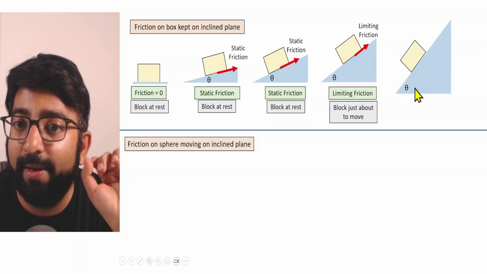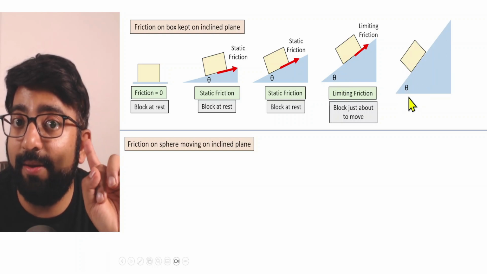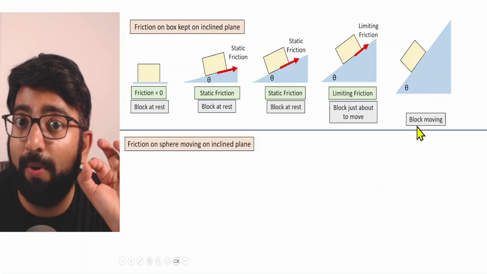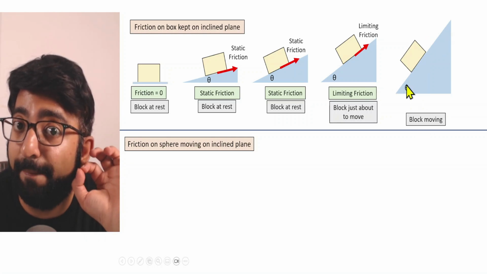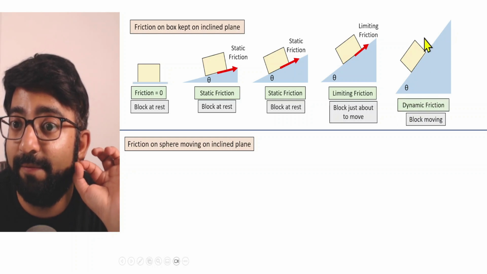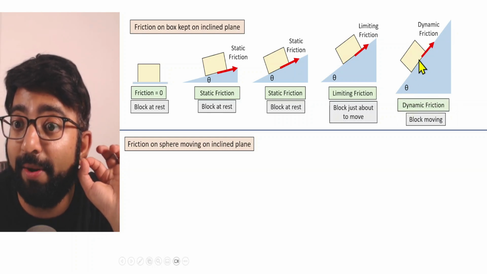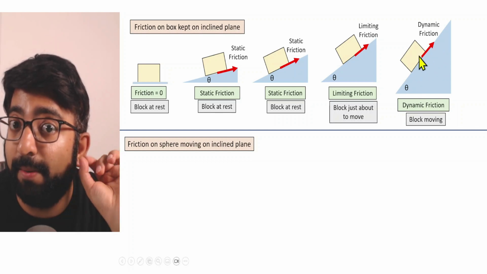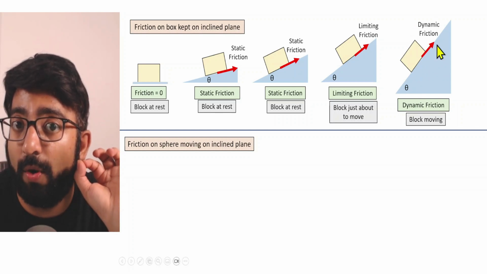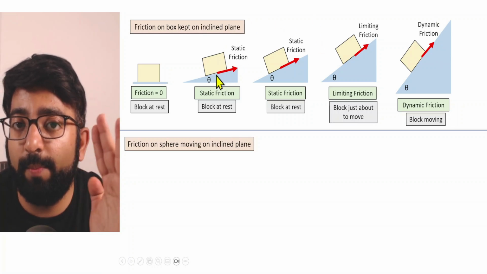In the last case, if the angle theta is greater than the angle of repose, then the block definitely starts to move. And since the block is actually slipping on the incline, we'll say the friction acting on it is dynamic or kinetic friction, which is going to act up the incline. That's the direction, but the magnitude of dynamic friction is a constant, as opposed to static friction, which goes from 0 to a maximum value.